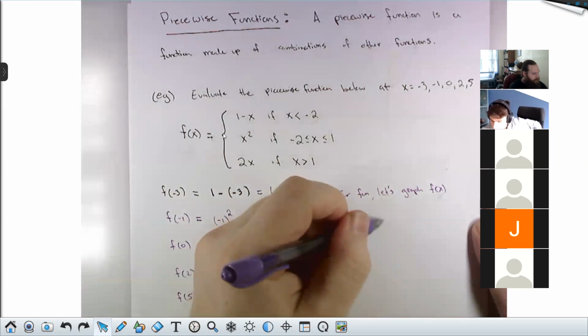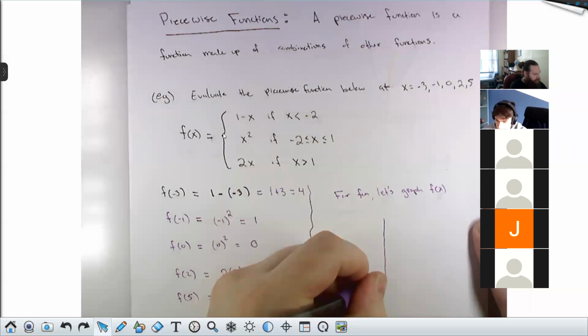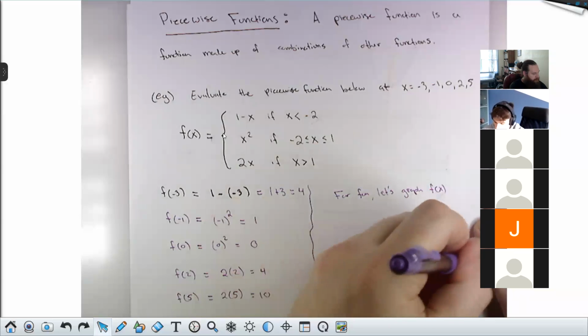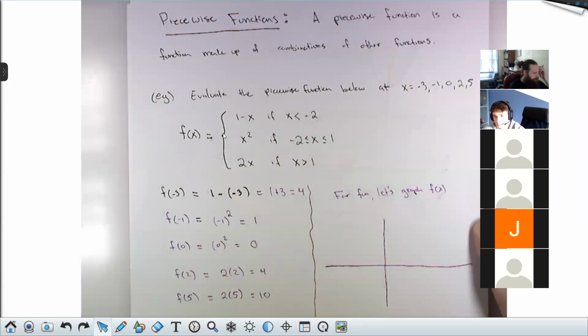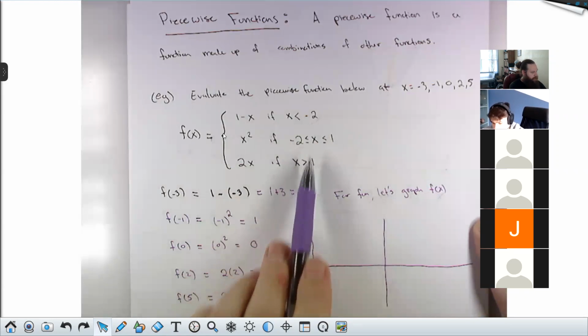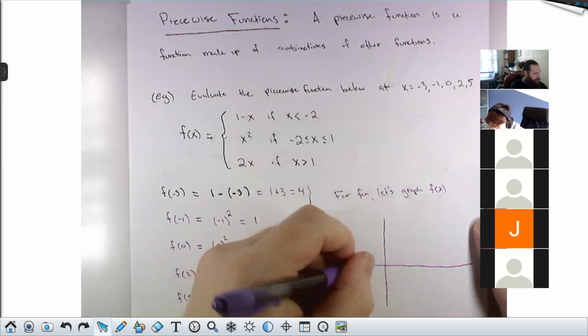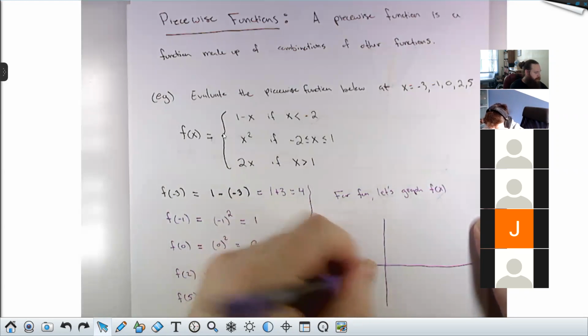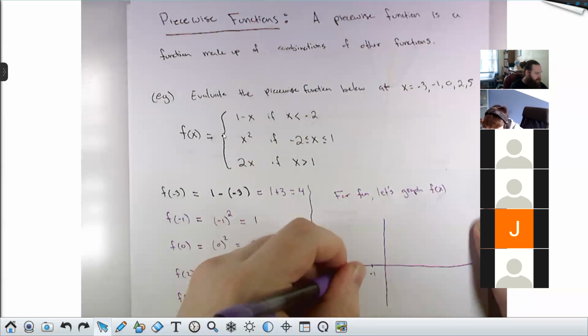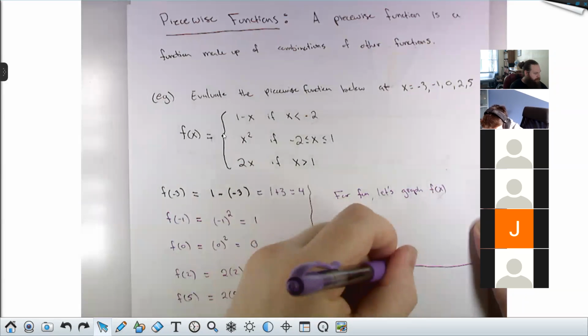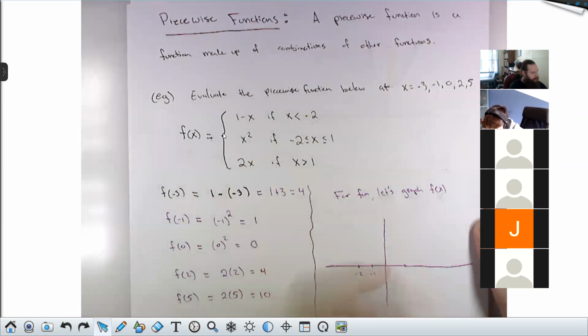So I'll do this over here, and it's not going to be a super rigorous graph. I want to give you a feel for what this thing looks like. I know that my function changes behavior at -2. So I'll mark here -1, here -2. And it changes behavior again at 1. So I'll mark 1, +1 over here.